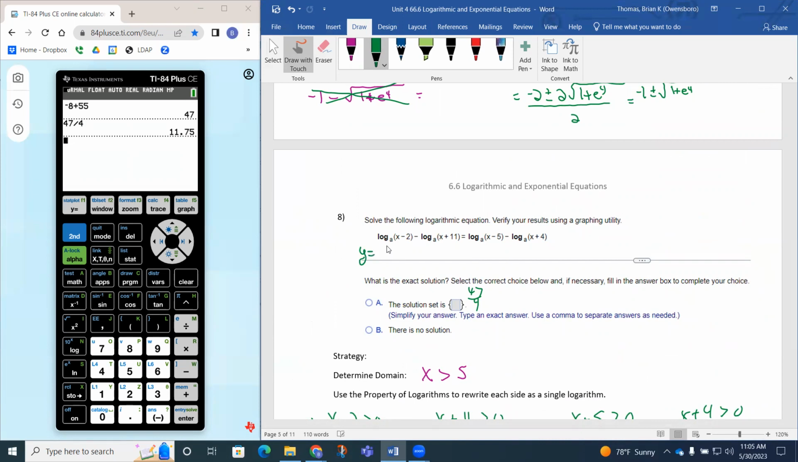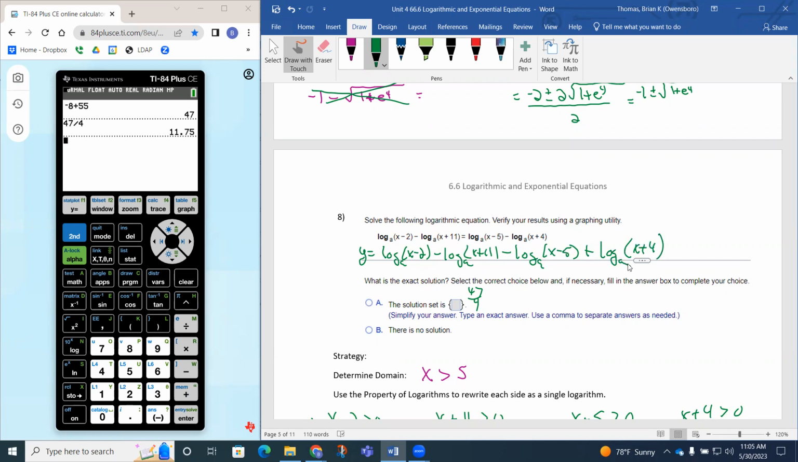So y equals, I'm going to keep this on this side, the log of x minus 2 base a minus the log of x plus 11 base a. And I'm going to bring this over to the other side, so it's going to become a negative. So minus then the log of x minus 5 base a. In this negative log of x plus 4 base a, it's going to become a positive when I bring it over. So a positive log of x plus 4 base a.